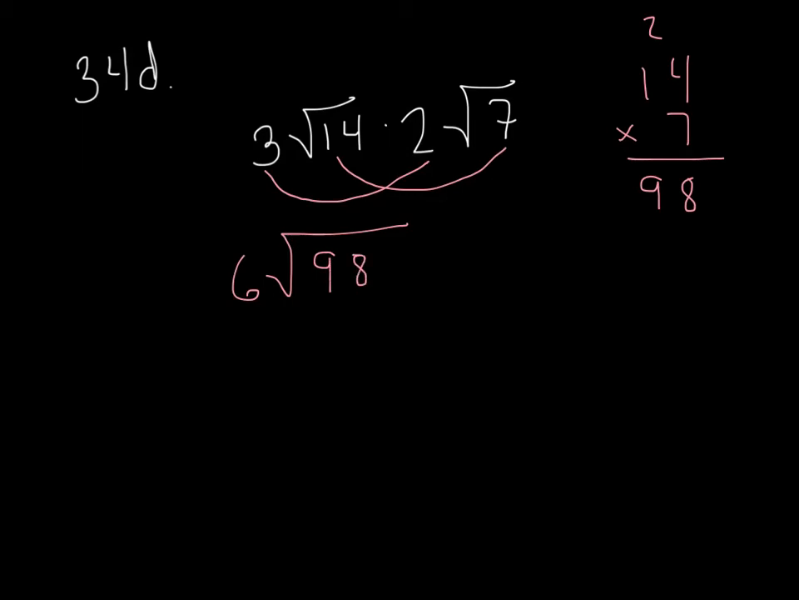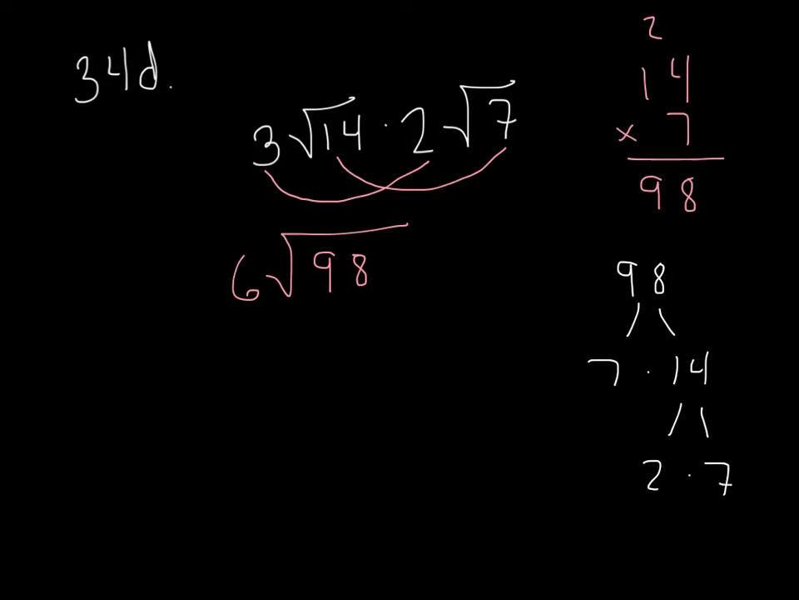So 6 square roots of 98. But it may not be simplified all the way. Let's check 98. Well, let's do a prime factorization. Find the prime factorization of 98. We obviously know that 7 and 14 are factors. But 14 is 2 and 7.